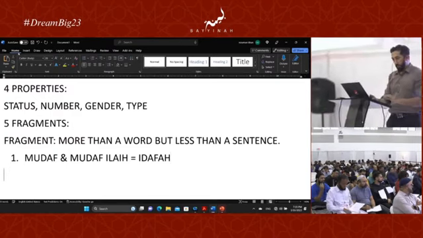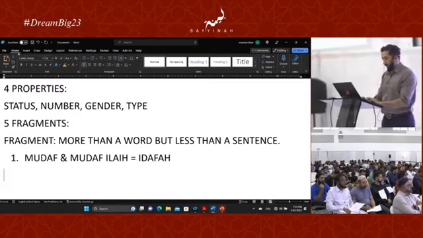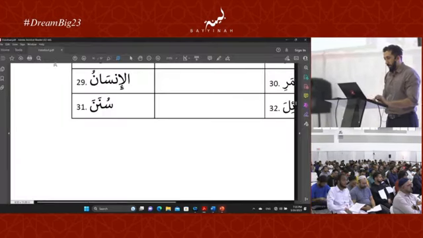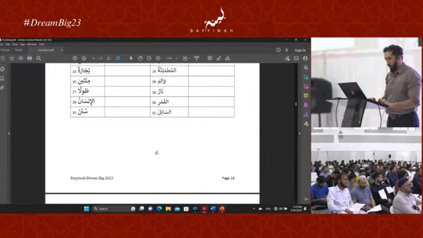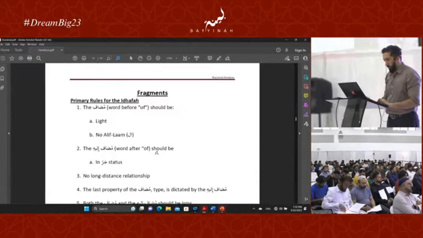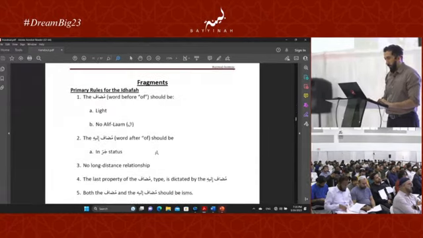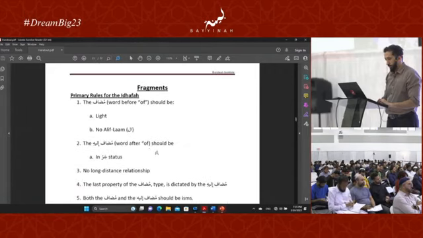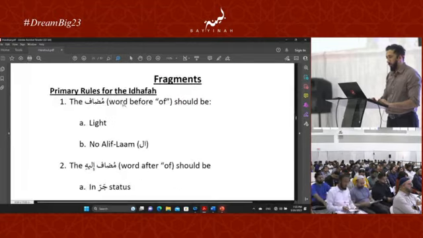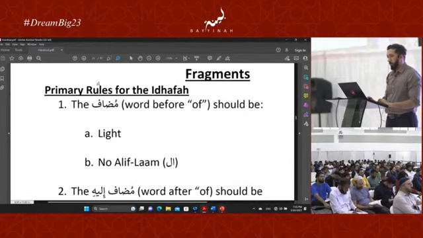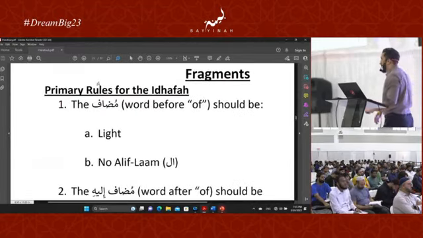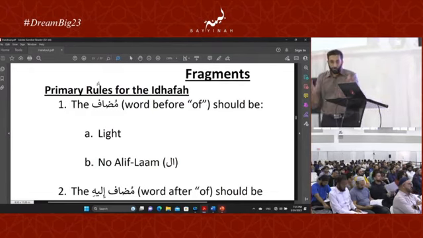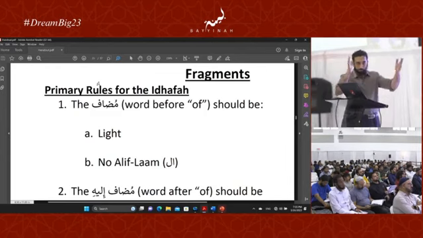I'm going to give you some notes on mudaf and mudaf ilayh. In fact, I think they are in your notes already. So let me open them and show them to you. Okay, it should be page 21. Fragments. Primary rules for the idafa, it says on top. What does idafa mean? Mudaf and mudaf ilayh together.